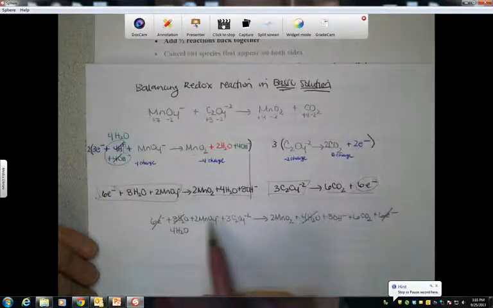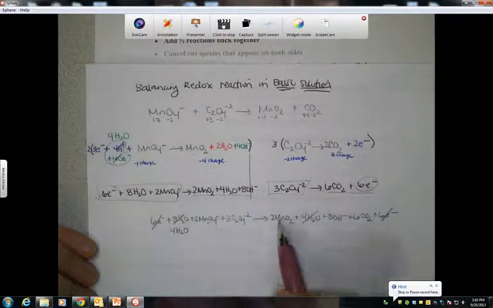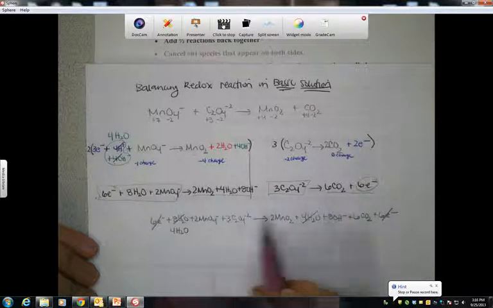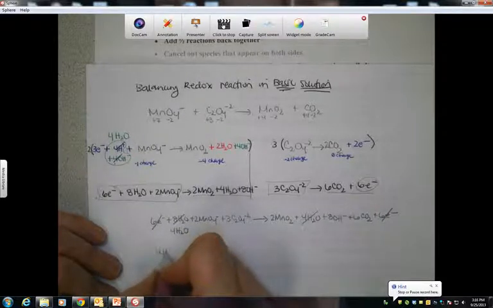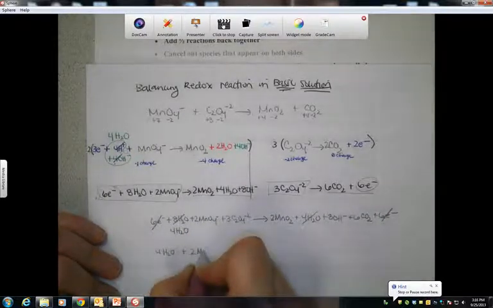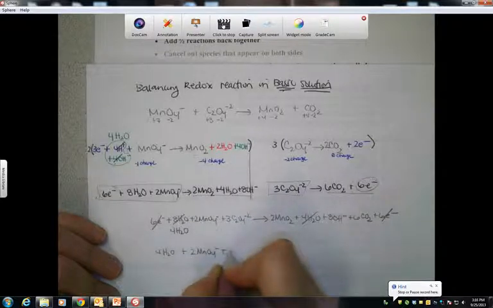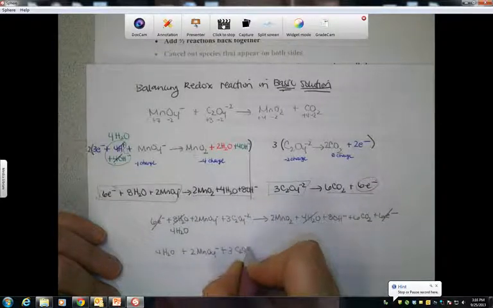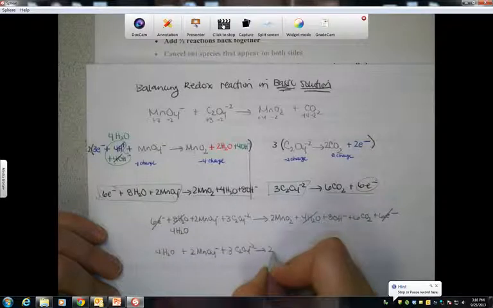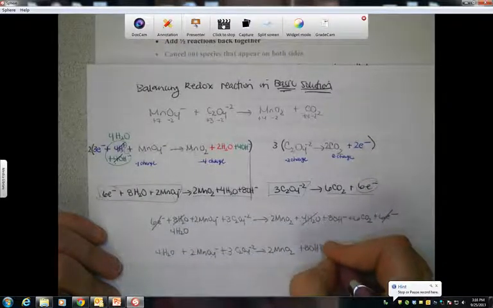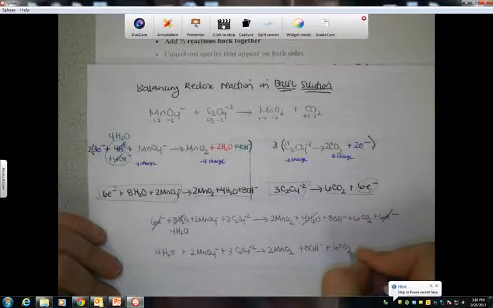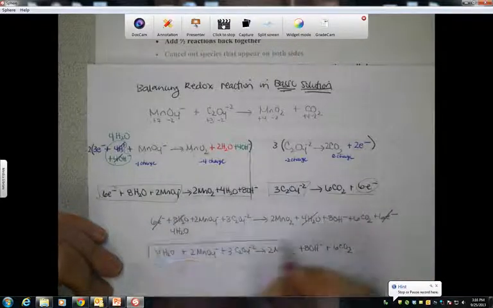We don't have MnO4 on both sides, so those stay. We don't have this on both sides, so those stay. And so overall, we're going to rewrite the equation as 4H2O plus 2 MnO4 minus plus 3 C2O4 2- yields 2 MnO2 plus 8 hydroxides plus 6 carbon dioxides. So that's your final answer.